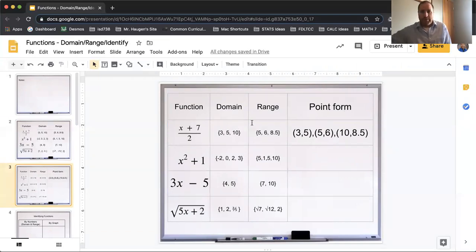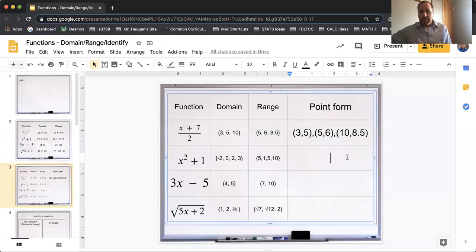If the domain was 3, 5, and 10, the points just mean we plugged in the number 3, we get 5 as an answer. That's where these two things are coming from. We plugged in 5, we got 6 as an answer. So, we could develop this one as well. I'm not going to go through the whole thing right now, but I'll leave it up there in the notes.